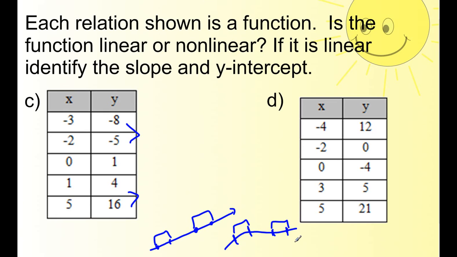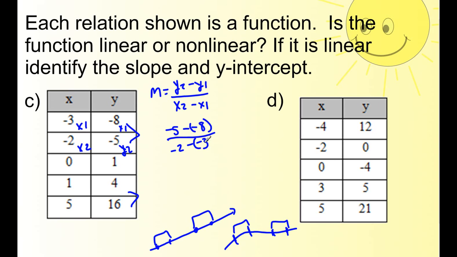So that's what we're going to try to do. We're going to take these tables, and we're going to find the slope at a couple different points. If the slope is the same, that means you're on a straight line. If the slope is different, that means you're on a curvy line. Okay? So slope formula, m equals y2 minus y1 over x2 minus x1. So let's see here. I'm going to use these 2 points. So x1, y1, x2, y2, -5 minus -8 over -2 minus -3. That gives me, keep, flip, change, +3 over +1. All right, so from right here, I got a slope of 3.